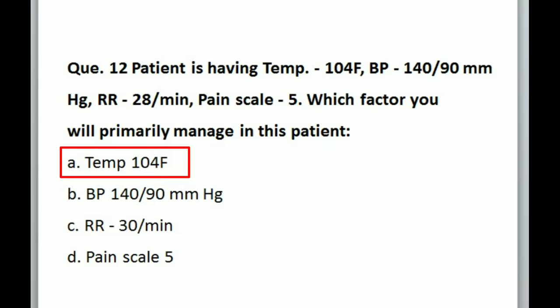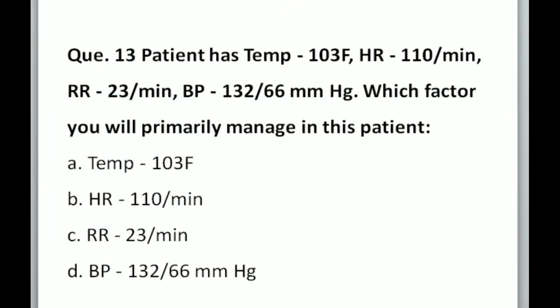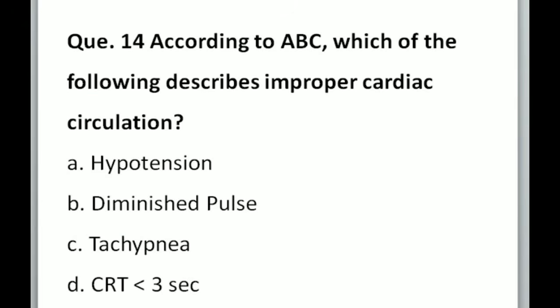Q13. Patient has temp 103 F, HR 110 per minute, RR 23 per minute, BP 132/66 mmHg. Which factor you will primarily manage in this patient? A. Temp 103 F. B. HR 110 per minute. C. RR 23 per minute. D. BP 132/66 mmHg. Correct option is A. Temp 103 F.